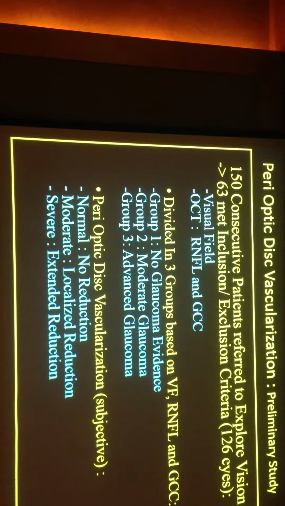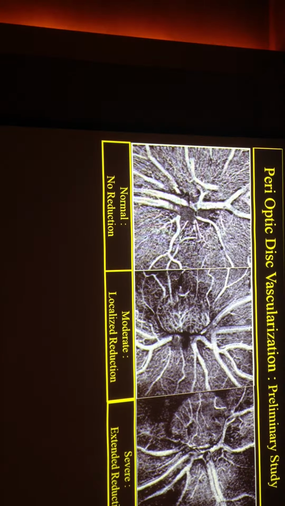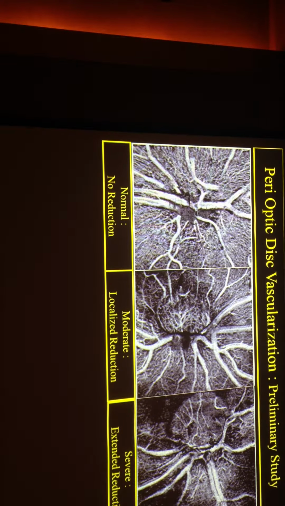And in these three groups, we refer to the OCT angiography and look at the vascular network around the disc. If we have no sign of reduction of this vascularization, for us it's normal vascularization. If we have a localized reduction, it's a moderate reduction of vascularization, and we have a very extended reduction. Making this, we have the different groups: normal with no reduction, localized, and extended. You can understand how we selected patients.